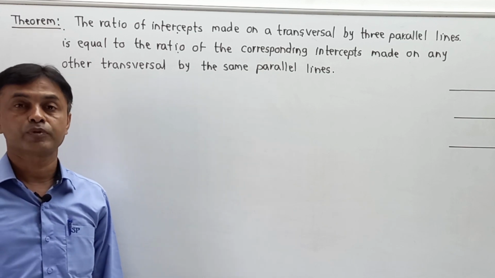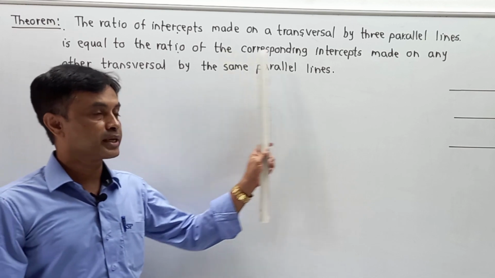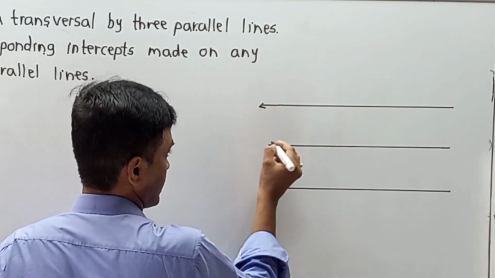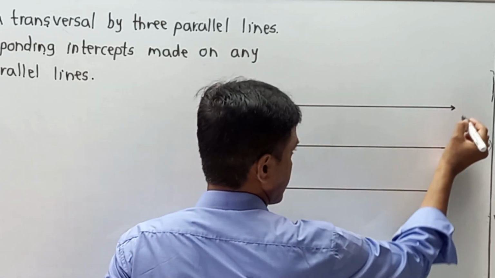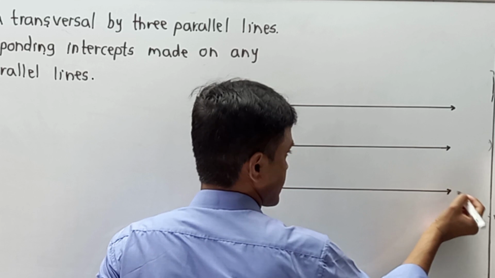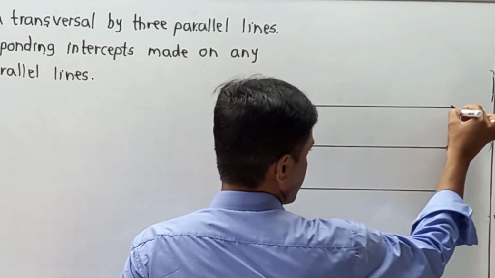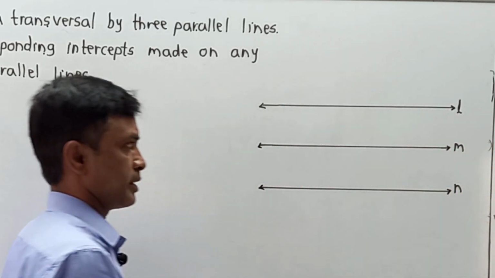Definitely this statement and proof is already available in the book. You can take proper understanding from that part, but here the concept. Let us understand the same part from a diagram point of view. Let us say I have drawn three parallel lines over here. One by one I am going to indicate: first line as L, second line as M, and third line as N.